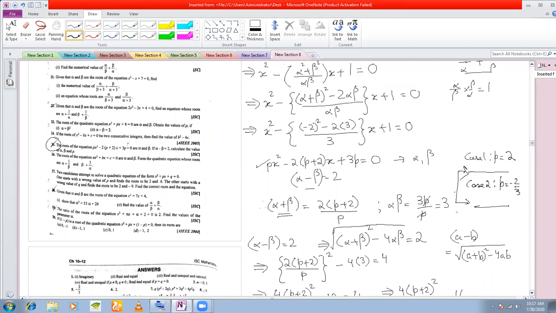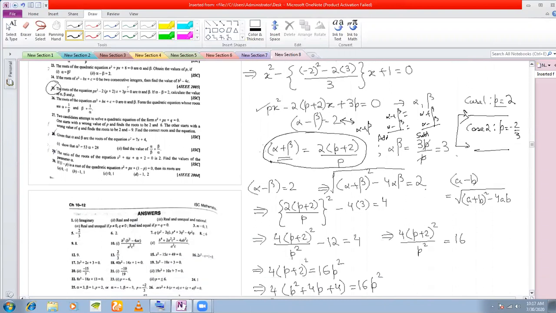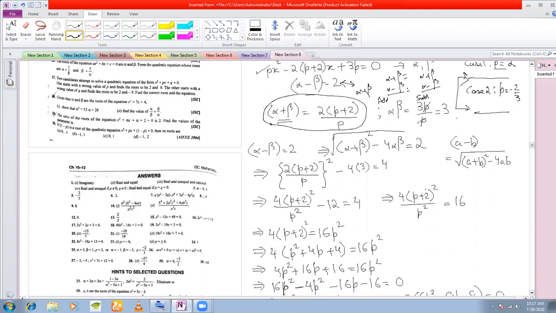The other way, which I think would be simpler, is you substitute the value of p in this. For case 1, you substitute in this, you'll get alpha plus beta, and then you solve these two equations. How do you solve these two equations? First add, then subtract. So I'm not doing that part. I think that should be clear to you.